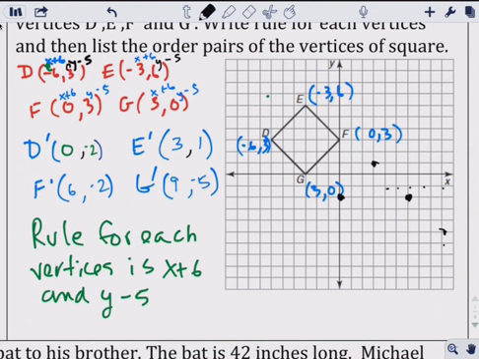Okay, let me double check my G. It's 3, 0. Definitely a 9. Y minus 5. That's negative 5. That does not look right.